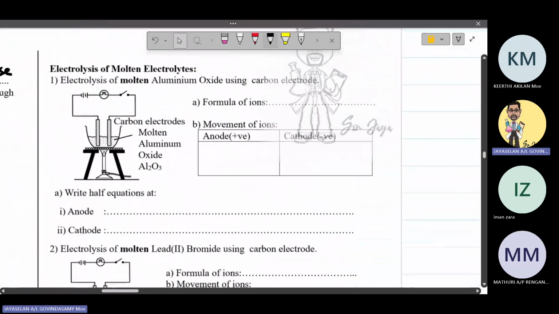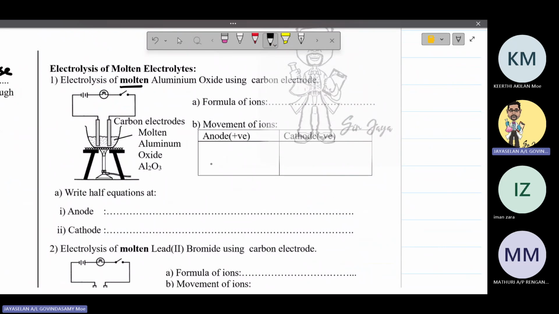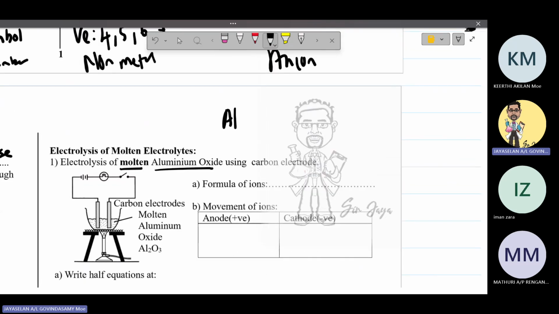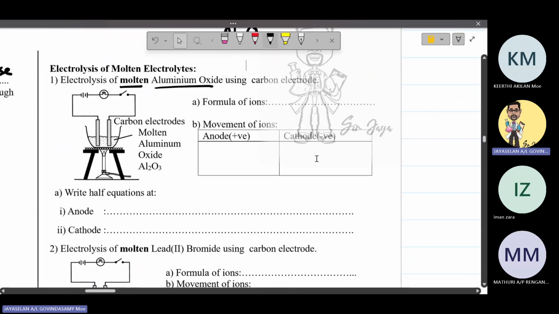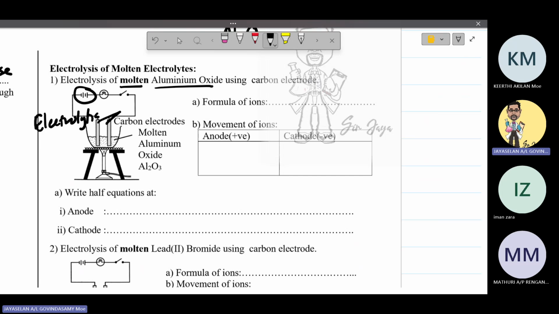Number one, I do. When I see the question, first thing, molten. This will not be given in the box. Molten aluminium oxide. So I write the formula of aluminium oxide, Al2O3. First step, what do I do? I check here, there is a battery, and both electrodes use carbon electrode. So what cell is this? Electrolytic cell.